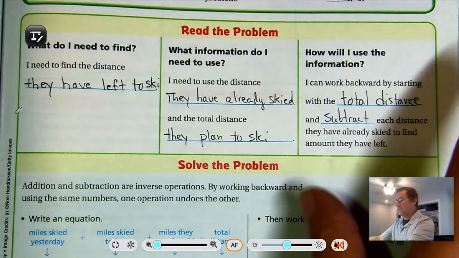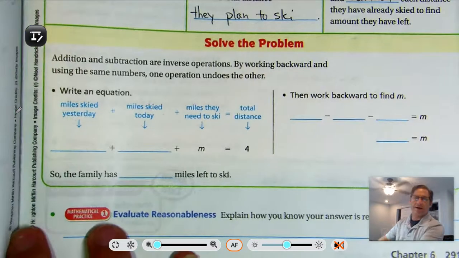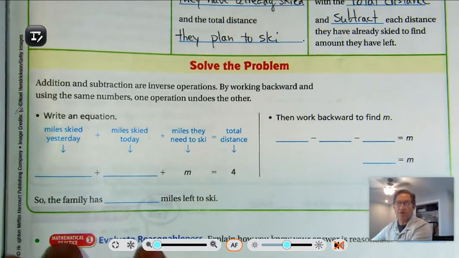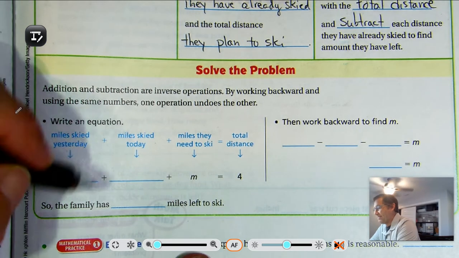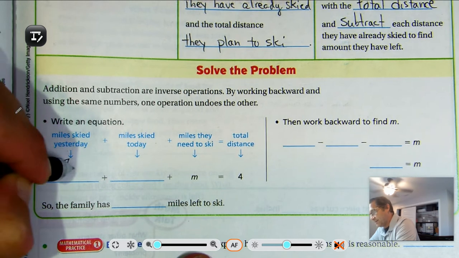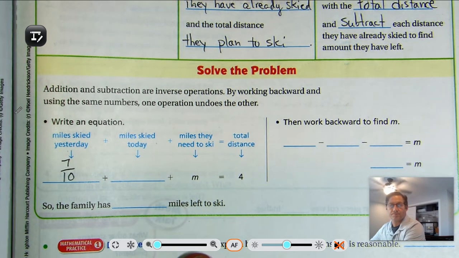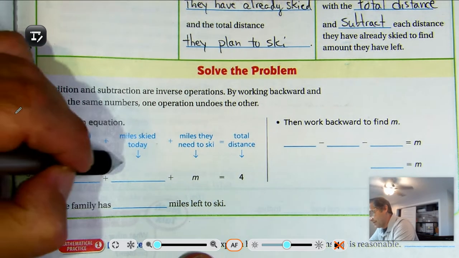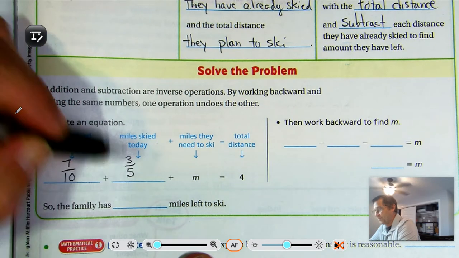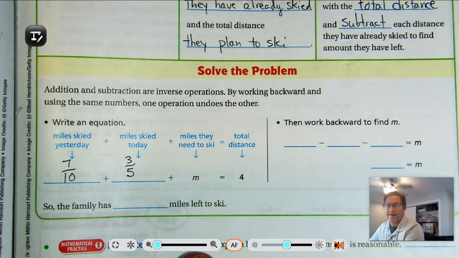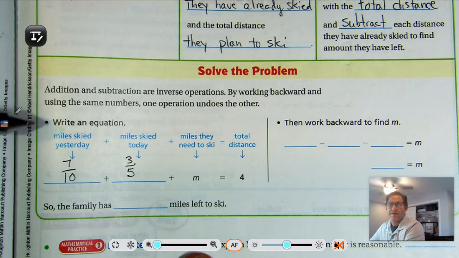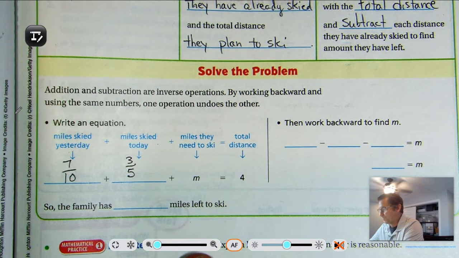All right, so this time, rather than writing a flowchart, we're going to write an actual equation. Miles skied yesterday: 7/10 mile. Today they skied 3/5. The miles they need to ski we'll represent with a letter. It can be any letter, okay? And the total distance is 4.